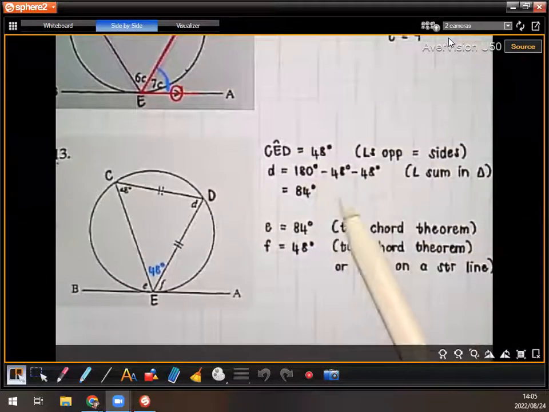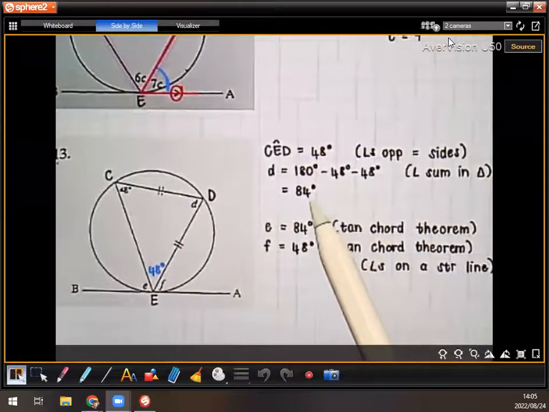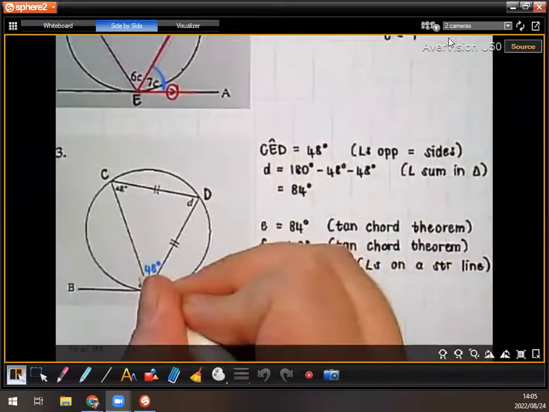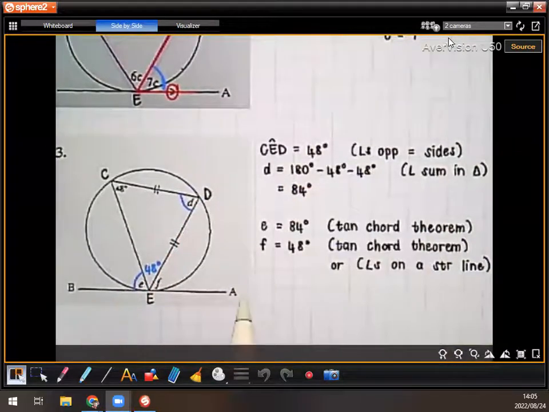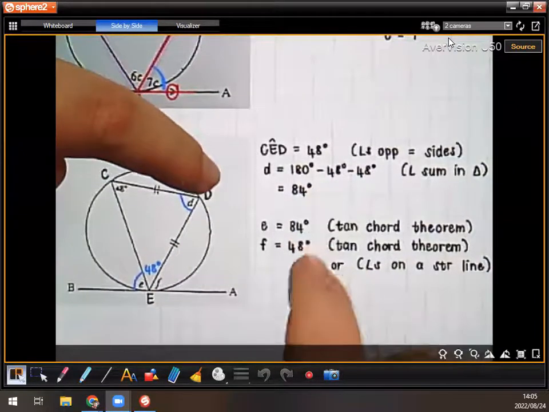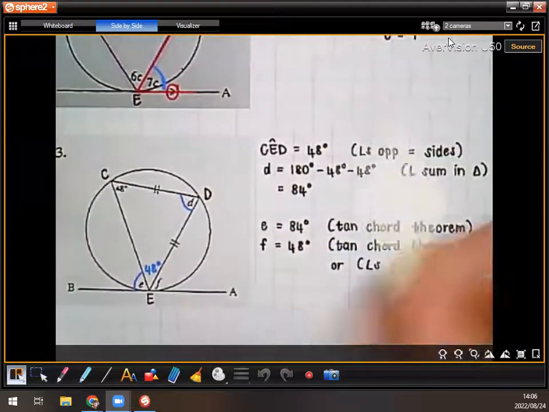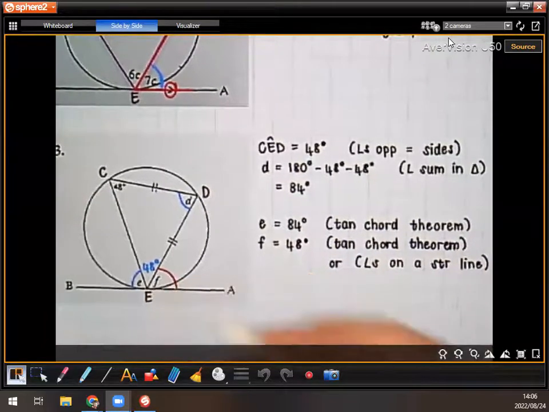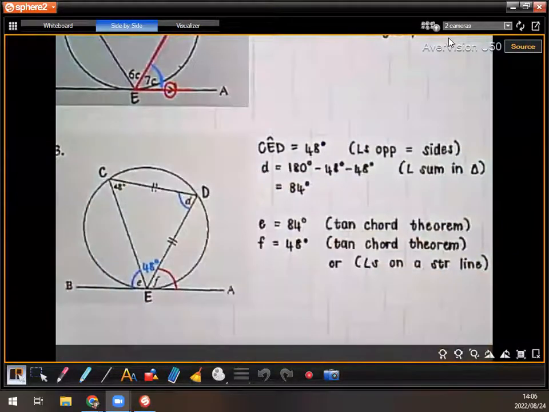Then I use the angle sum in a triangle to calculate the other angle. Right, this is then 84. And then to get E, I used the tan chord theorem. So E is the angle between the tangent and chord CE, but then CE is 84. Right, so that's why E is 84, which is tan chord. And then on the other side of that tangent, we have F, which is between the tangent and chord DE, but then DE is obtaining that 48 degree angle. So that's why F was 48.